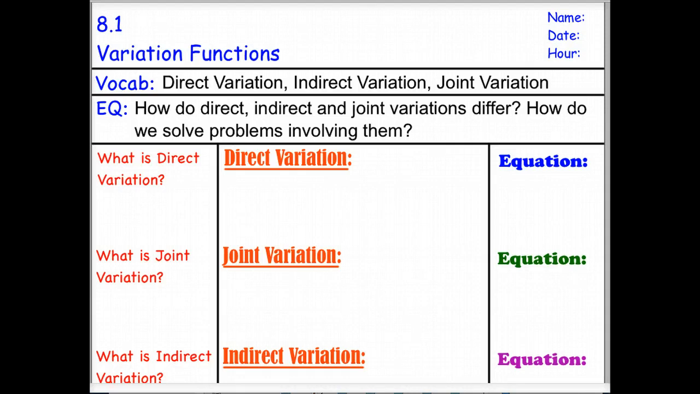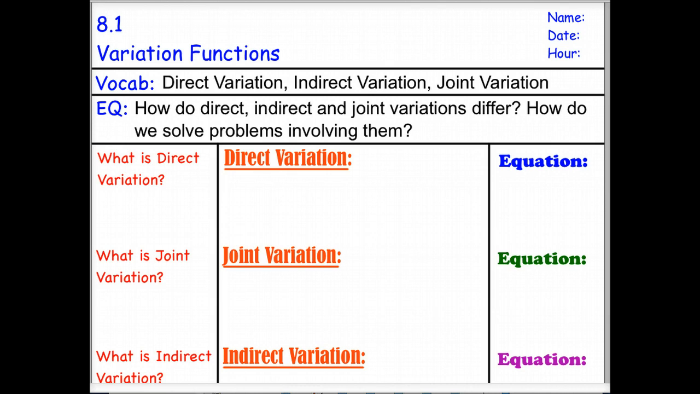We just finished up our unit on polynomial equations and polynomial functions, and now we are moving on to Unit 8. Chapter 8 deals with variation and rational functions. Our lesson today focuses on variation functions, specifically direct, indirect, and joint variation.